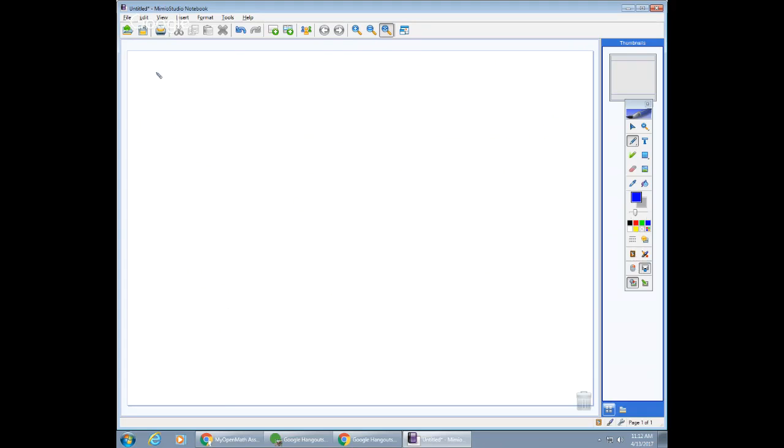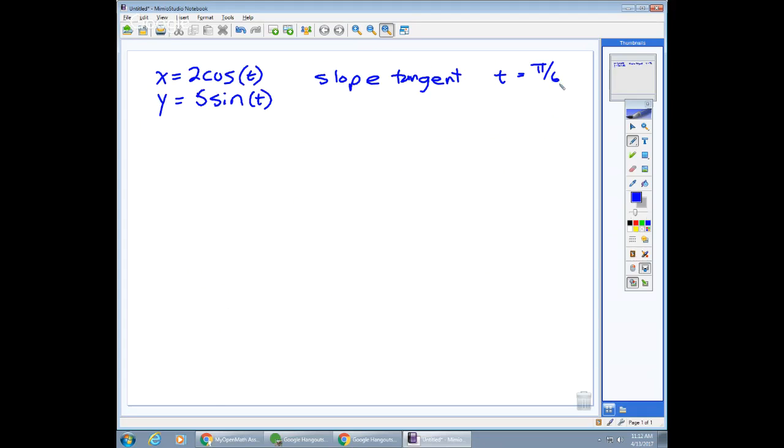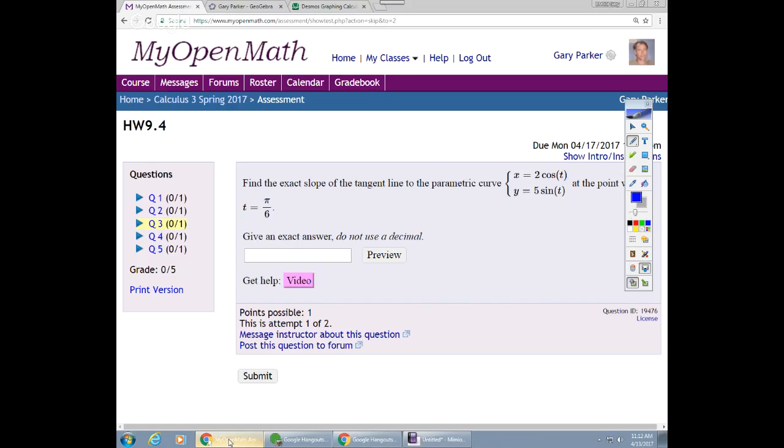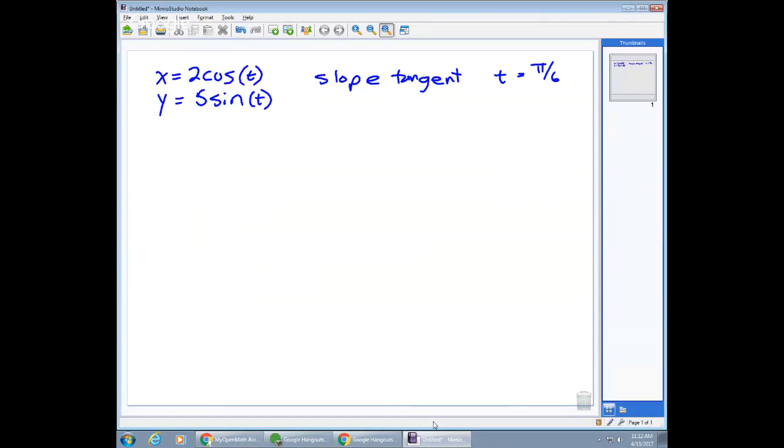Okay, so we have x equals 2 cosine of t, and y equals 5 sine of t, and we want to find the slope of the tangent when t is equal to pi over 6. I'm 90% sure that's what it said. Yep. All right. So it's a good idea to look at it and hope you can recognize it, and then you should double check with the graphing utility.